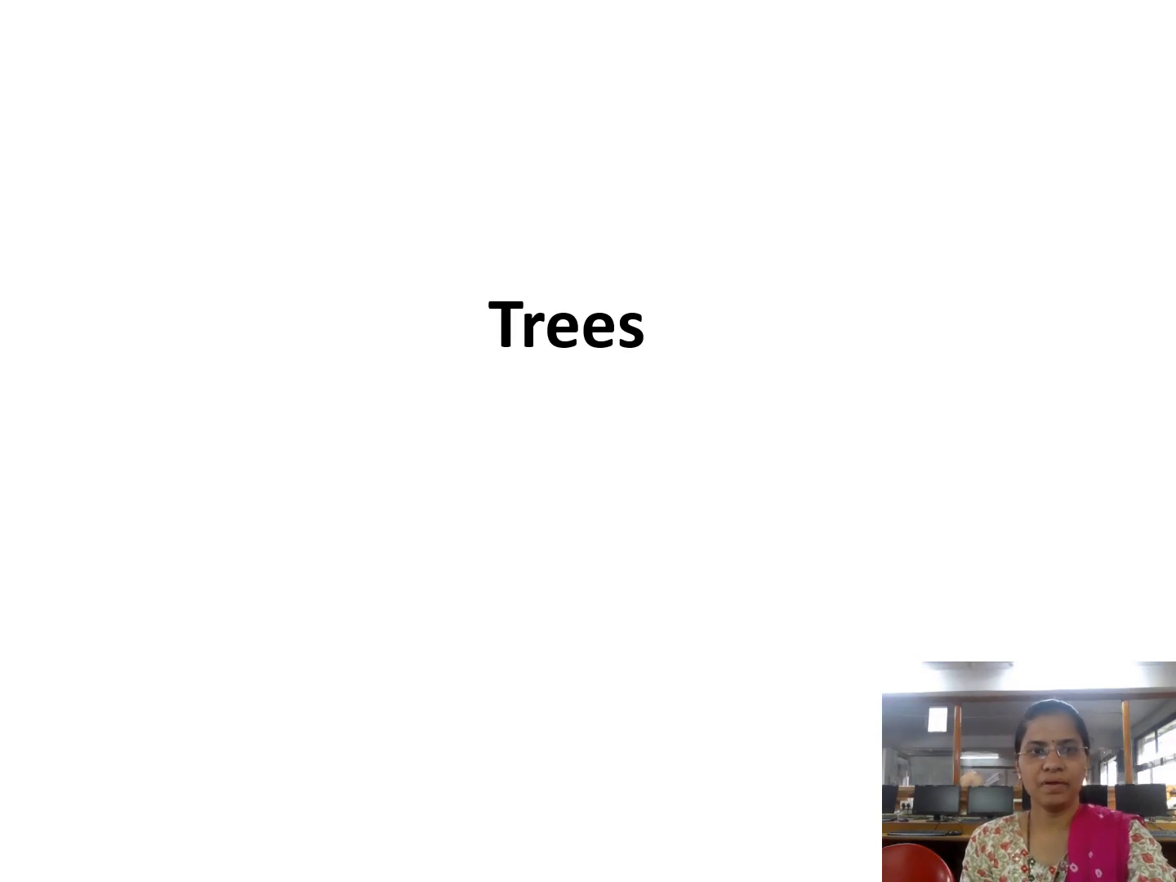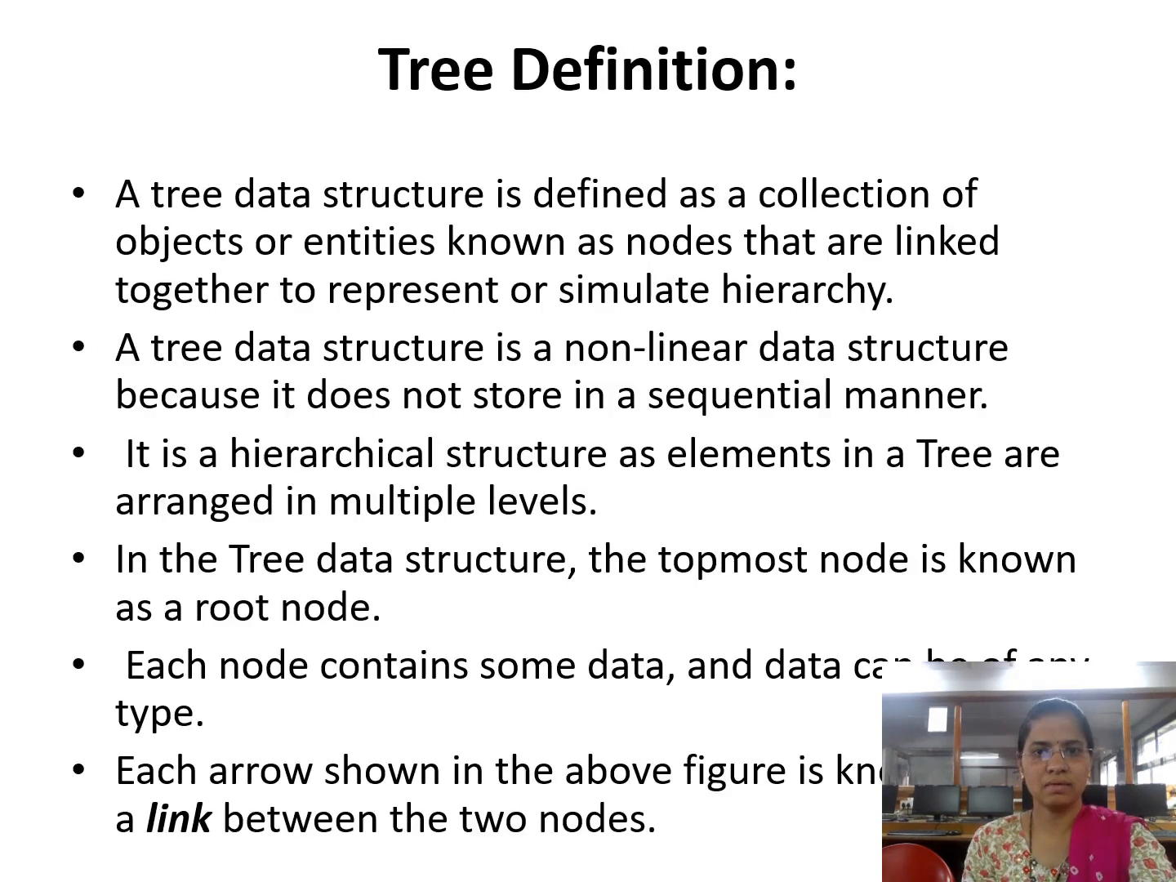Hello everyone. Today we will see one of the very important topics from data structures, that is trees. So what is meant by tree? A tree is a non-linear data structure which is a collection of different objects and entities, and these objects or entities are called nodes, which are linked together to represent or to simulate a hierarchy.